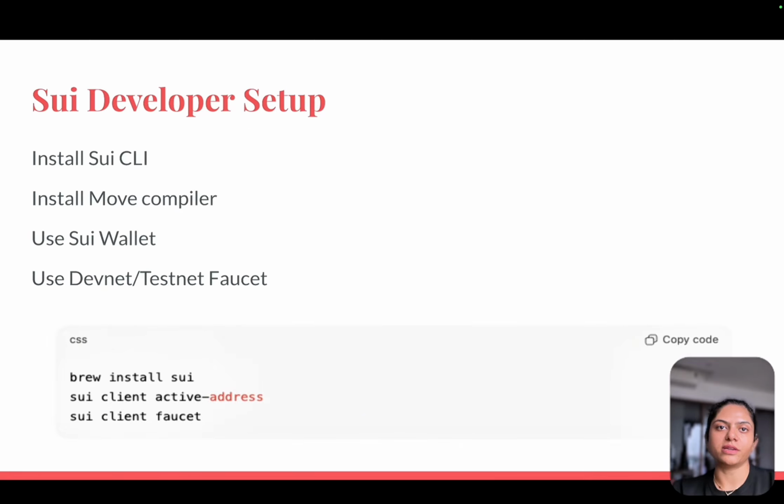Why do these tools matter? The CLI is used to deploy, call, and test smart contracts. The Move compiler builds your smart contract modules. The wallet is for signing and holding testnet tokens. The faucet gives free gas for development. Once these are all ready, you are good to start building.